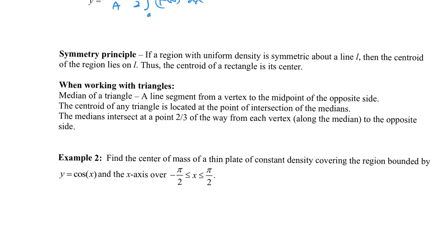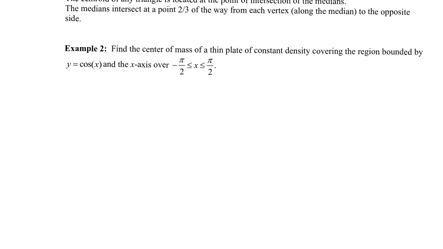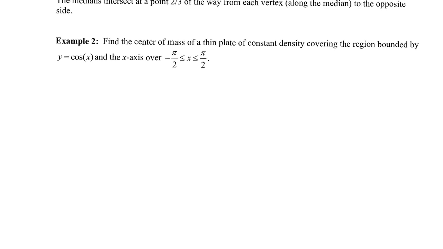Okay, so we have got an example here to look at. We want to find the center of mass of a thin plate of constant density covering the region bounded by y equals cosine of x and the x-axis. So there's only one function here, right? We've got f of x, but g of x is just y equals 0. In other words, the x-axis over this region.